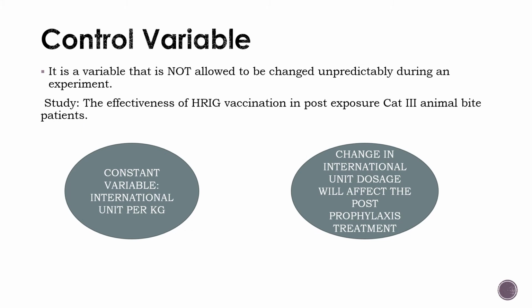Controlled variable. It is a variable that is not allowed to be changed unpredictably during an experiment. In a study which tackles the effectiveness of H3 vaccination in post-exposure Category 3 animal bite patients, the constant variable is the international unit per kilogram of H3 to be given to the patients. The change in the international unit of dosage will affect the post-prophylaxis treatment for these patients.